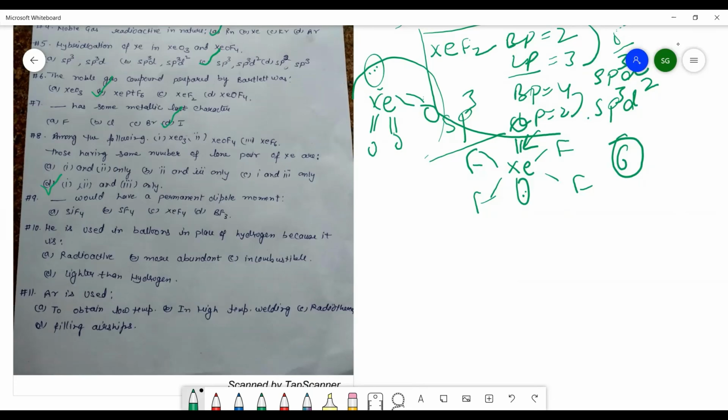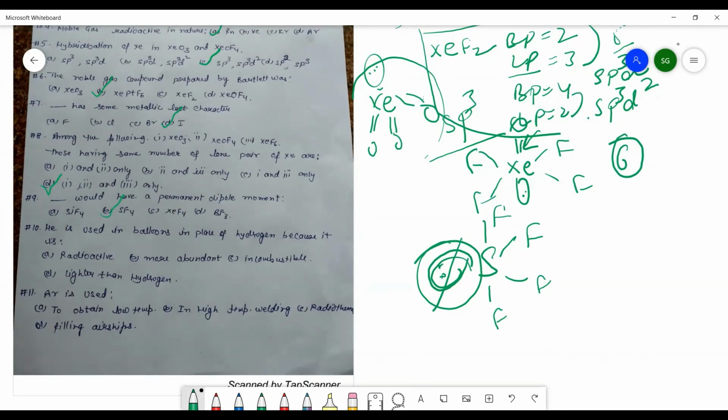Question number 9: dash would have a permanent dipole moment. The SF4 molecule has the permanent dipole moment because it has this kind of shape in which the lone pair of electrons is present in this manner, and there is no cancellation of this dipole moment by the lone pair of electrons. So it has the permanent dipole moment.